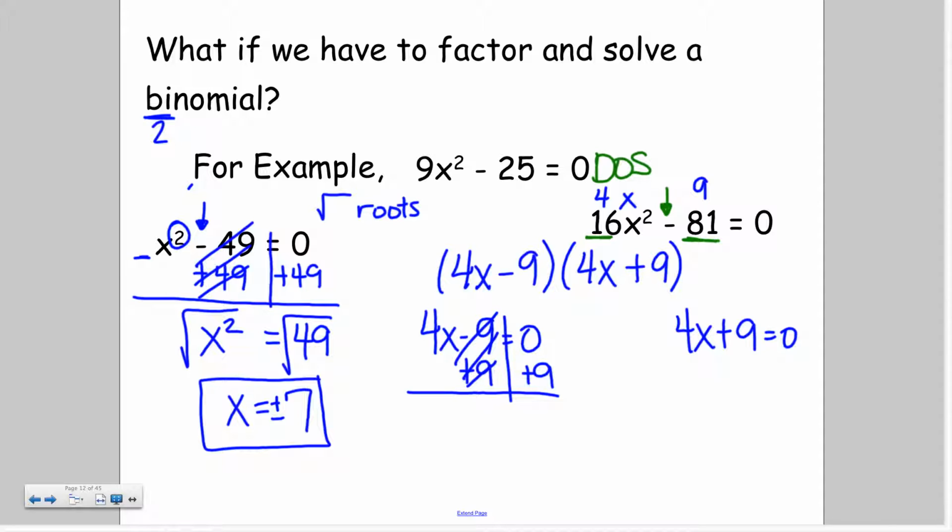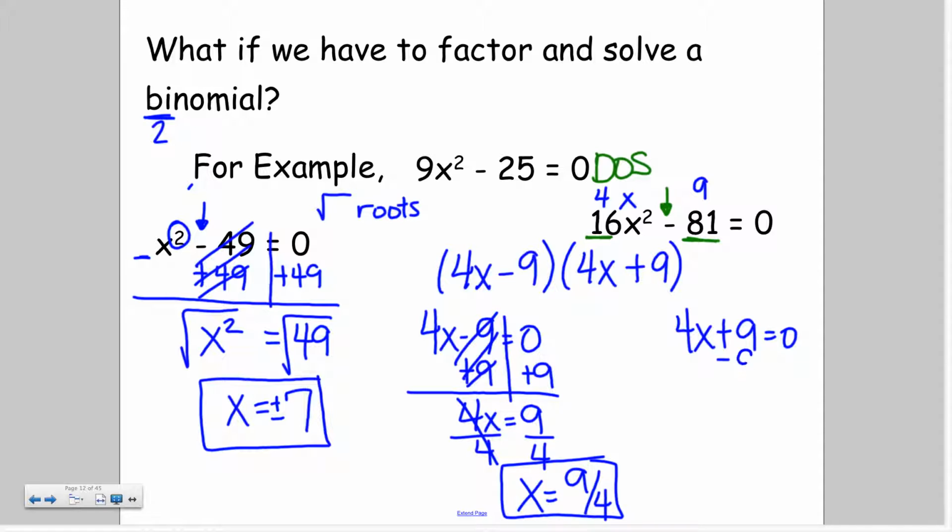Those are going to cancel out, and I'm left with 4x is equal to 9. Now I'm going to divide by 4. And my 4's cancel. I'm left with x is equal to 9/4. And that's one of my solutions.